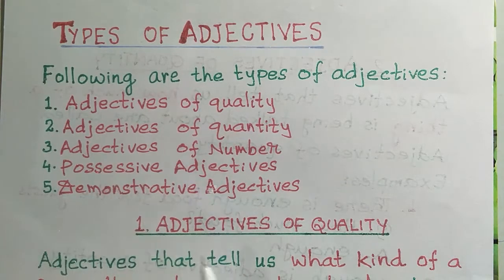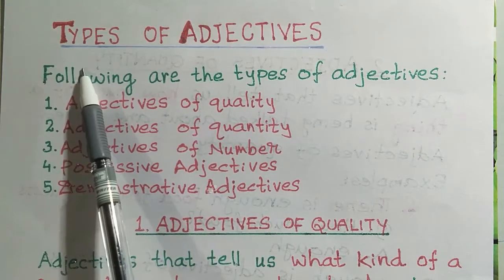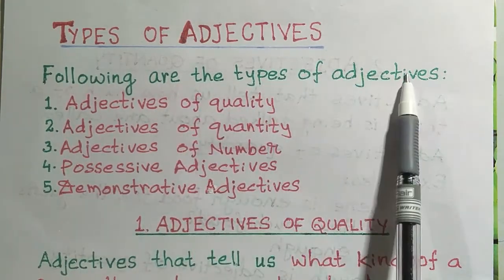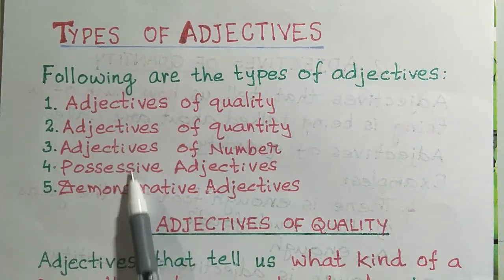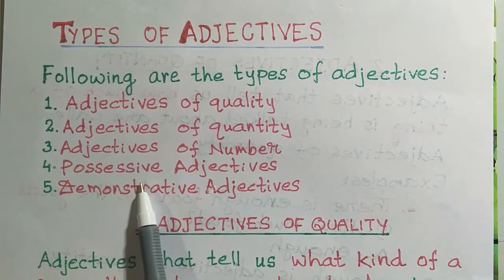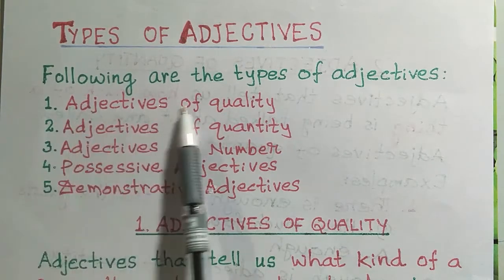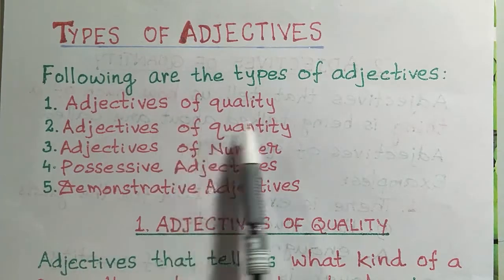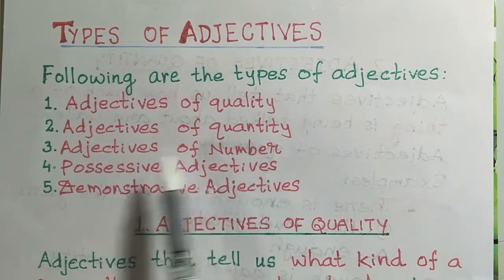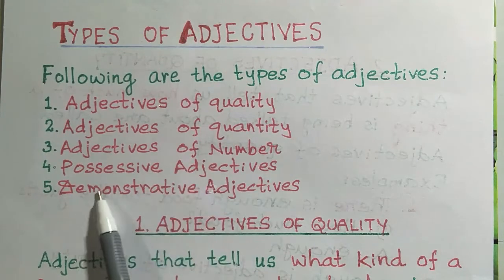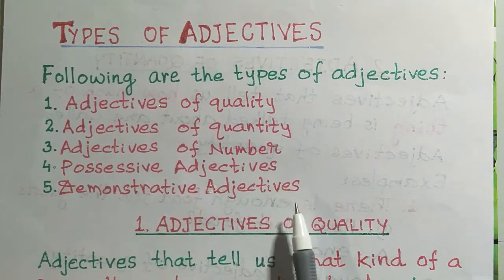Now, coming to the point, following are the types of adjectives. These are the types of adjectives that we are going to learn in this video class. Adjectives of quality, adjectives of quantity, adjectives of number, possessive adjectives, and demonstrative adjectives. So these adjectives we are going to learn one by one.